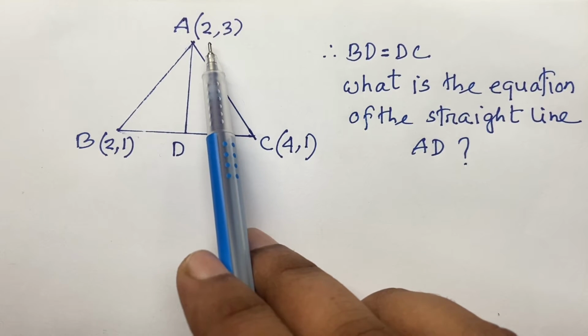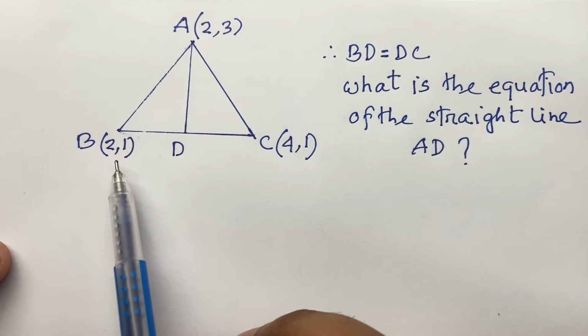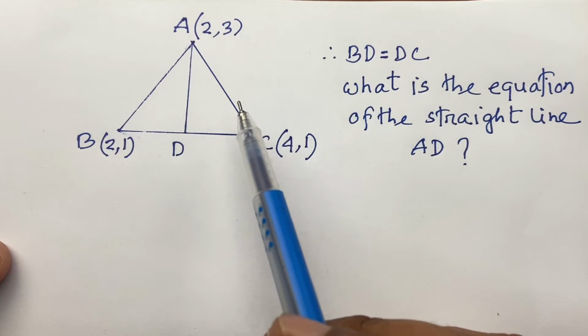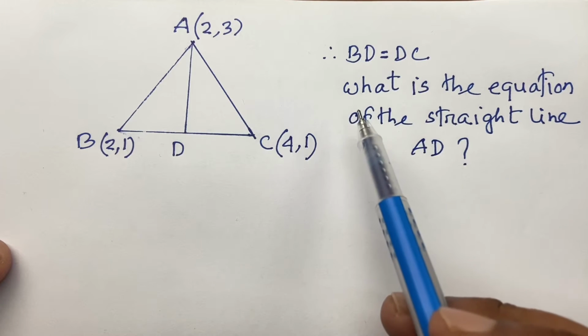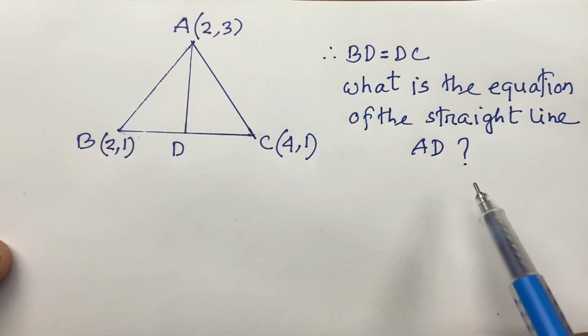First point is A (2, 3), B is (2, 1) and C is (4, 1), and here is some hints: BD is equal to DC, and we are to find out the equation of the straight line AD.